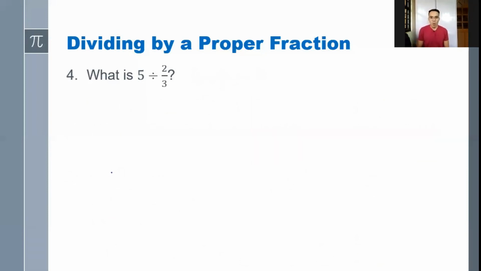Item number 4, what is 5 divided by 2/3? If we use our finding in the previous item, when you divide a number by 2/3, that is the same as multiplying that number by 3/2. It should be something like this. And 5 is the same as 5/1. There's nothing to cancel out between the numerators and the denominators. Multiply 5 and 3, we get 15. Multiply the denominators, we get 2. And 15/2 is 7 and 1/2. So 5 divided by 2/3, or how many 2/3 are there in 5? The answer is 7 and 1/2.